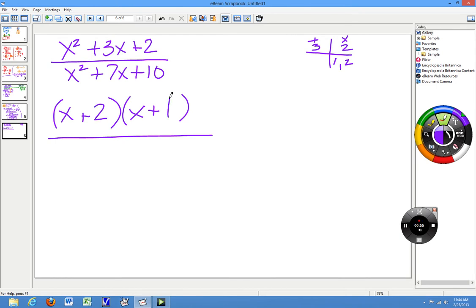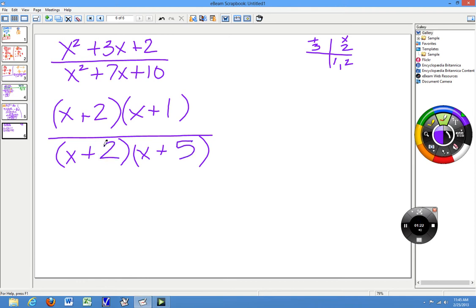So now let's do our denominator. So I'm going to take it to two binomials. Okay. Addition, subtraction, one of each. What do you think, Hunter? Addition. Both of them are going to be addition. What multiplies to make 10 and adds to make 7? 5 and 2.